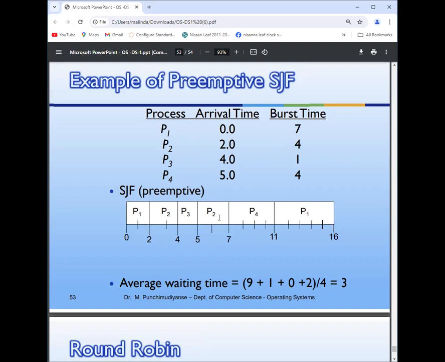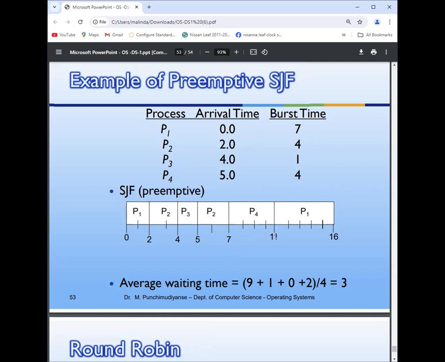Okay, right. So then P2 completes at 7, so P2 is also gone out. Now in the queue, there is P1 with 5 milliseconds and P4 with 4 milliseconds. So the shortest one is P4, so we allow P4 to run. At the 11th millisecond, P4 completes. Then the only remaining one is P1 with 5 milliseconds.